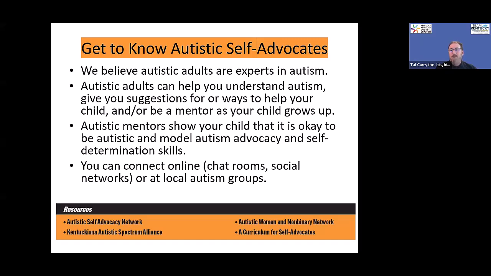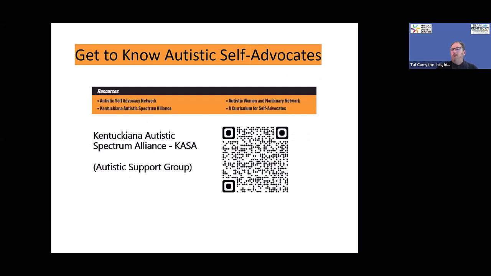You can often find autistics connecting in chat rooms, social networks, and some local autism support groups. The Autistic Self-Advocacy Network is one, and you'll see the four bullets below. The second one down is the Kentuckiana Autism Spectrum Alliance, which is a Facebook page and has a Gmail account. This QR code will take you to it, but it's also linked in this resource.